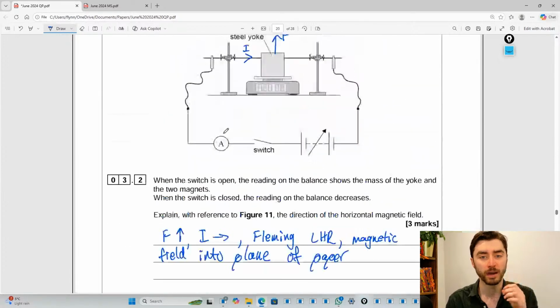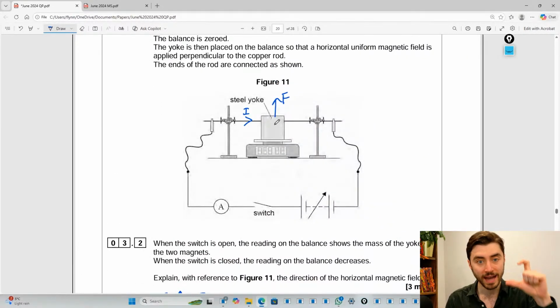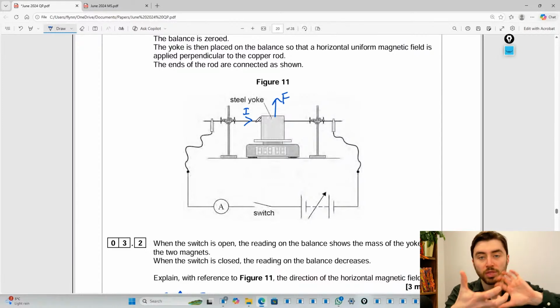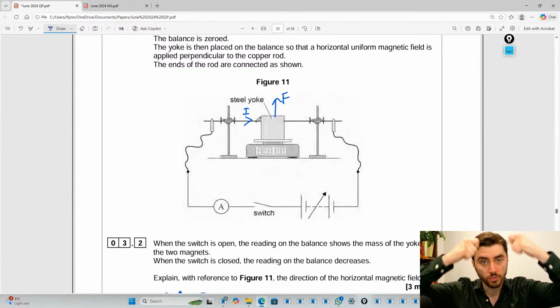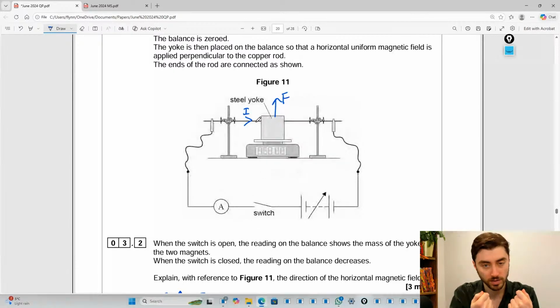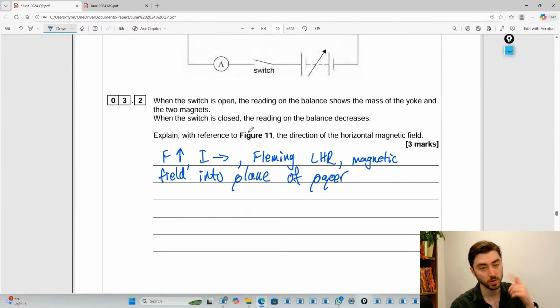That's what I got confused about: the magnets exert a force on the wire, but the wire is not the thing being recorded on the balance. The yoke with the magnets is the thing being recorded on the balance. So for the yoke and the magnets to be experiencing an upward force, the rod is experiencing a downwards force. That's what I missed. The force on the rod is downwards. And the current is moving to the right, which means that the magnetic field is out of the plane of the paper.